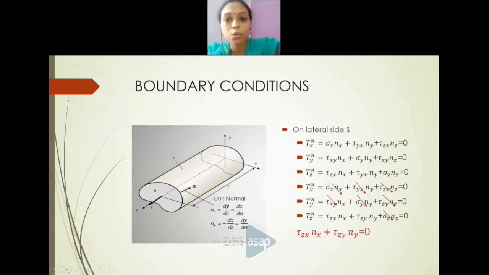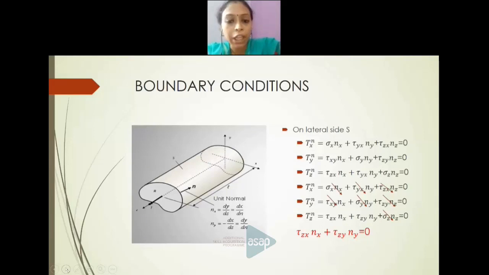Okay, now we have two unknowns, right? Two shear stresses are unknown. So minimum we need one more equation, so that we can adopt from our existing boundary conditions. So what are boundary conditions? Conditions which exist at the boundary, right?